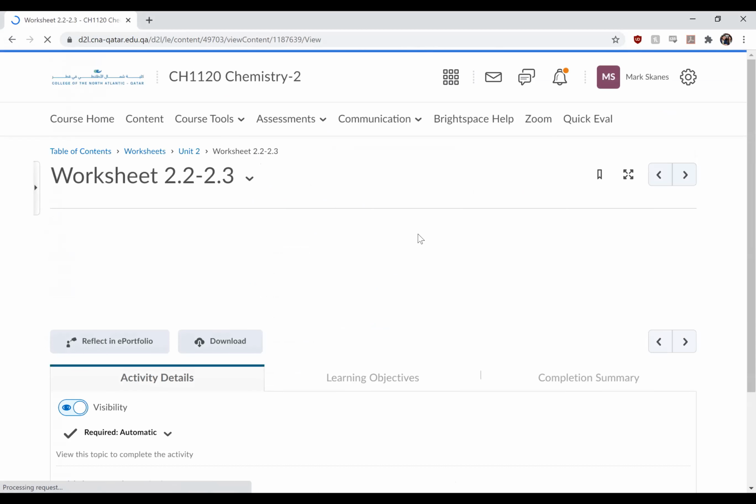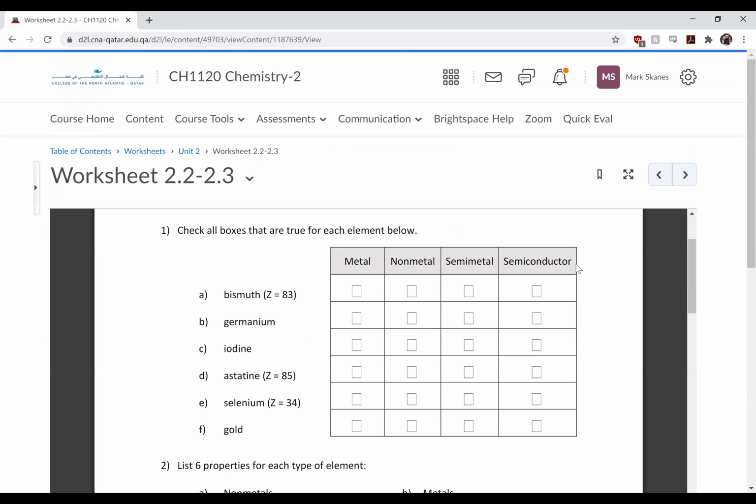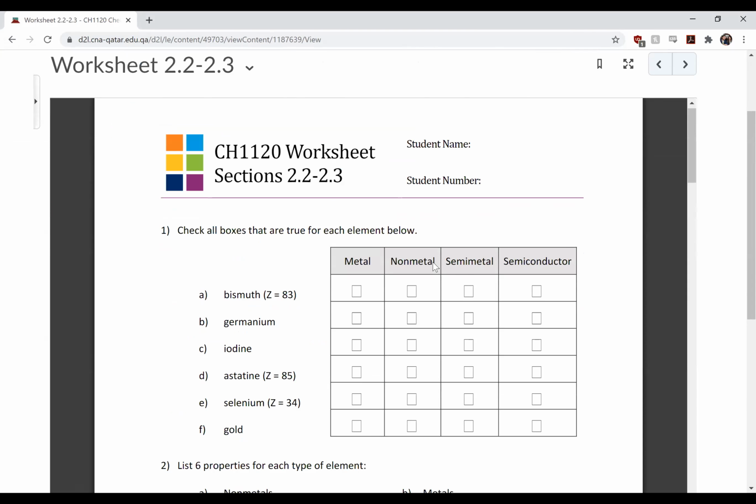Her question was from this worksheet, and it was question number 1. Question number 1 says, check all the boxes that are true for each element. We have bismuth, germanium, iodine, astatine, selenium, and gold. This is actually a pretty tricky question because you have to look at your periodic table and figure out if it's a metal, non-metal, or semi-metal.